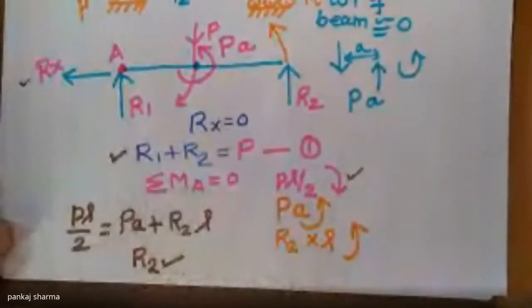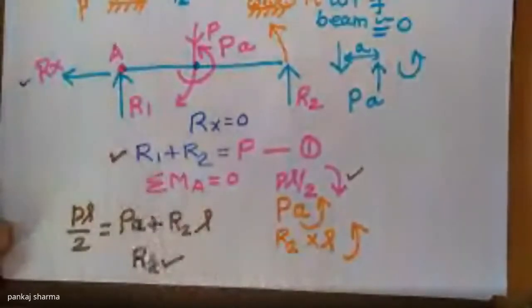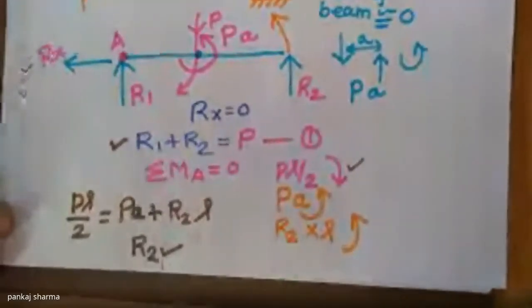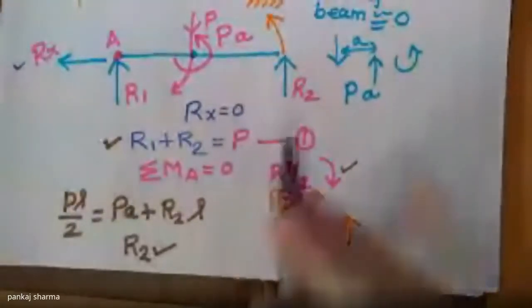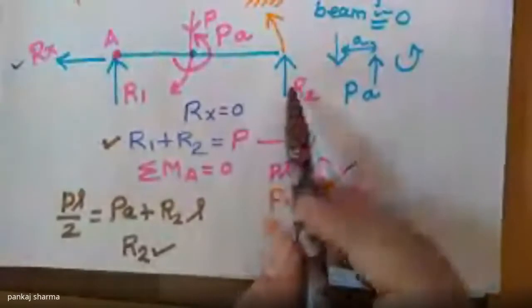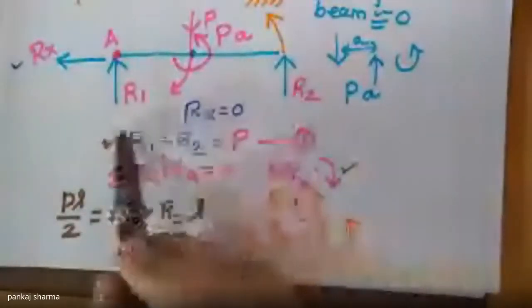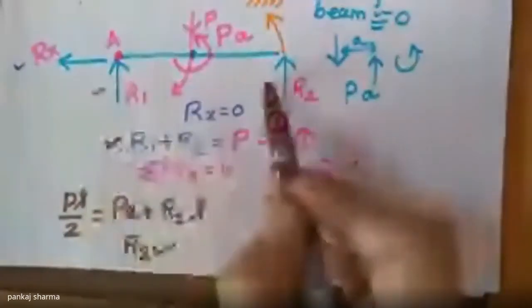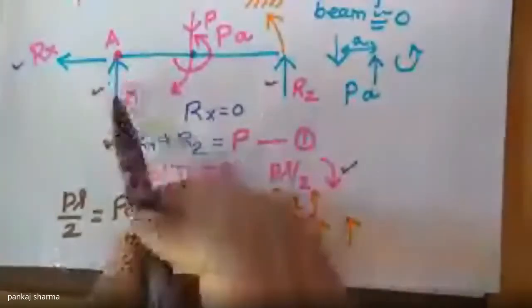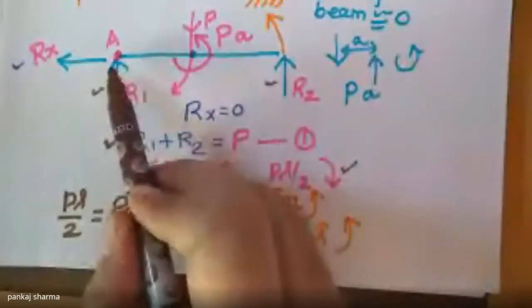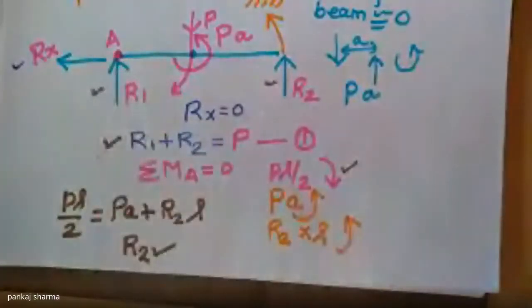If the value of R1 or R2 becomes negative, it means the direction of that reaction is not vertically upward, it is vertically downward, because initially I am taking the direction of reaction as vertically upward. If the answer for R1 is negative, it means the direction of reaction is not vertically upward, it must be vertically downward. This is to be kept in note.